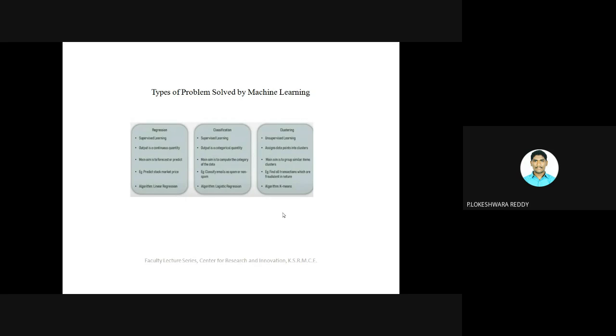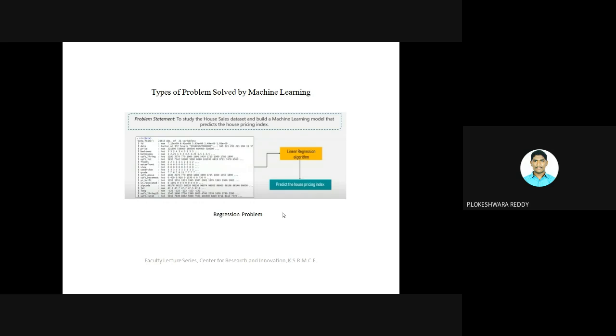For example, if you need to find whether transactions are fraudulent in nature or not, we can say that with the help of a clustering mechanism. That is, these are the three different types of problems that we can solve with the help of machine learning.